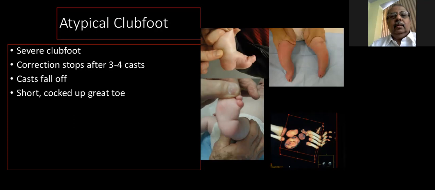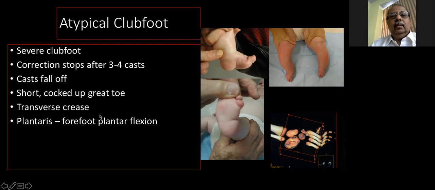So you have got a short foot with a cocked up great toe. The foot is very small and there is a dorsiflexed great toe. There's a deep transverse crease on the plantar aspect. There is a plantaris deformity, as you see here in this CT, a plantar flexion deformity of the first metatarsal.